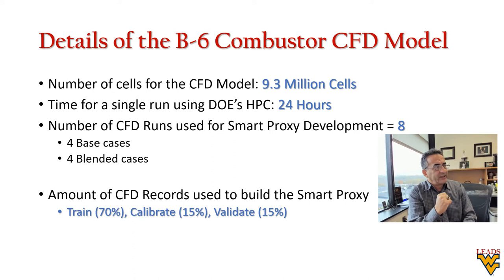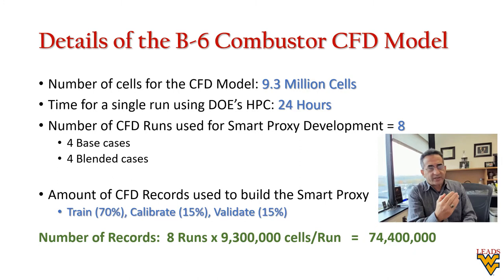And from these 8 runs, the records that we used were actually more than 74 million, as you can see here, because 8 runs times 9.3 million cells per run provides that. To develop it, we use 70% of that data for training, 15% for calibration, and 15% for validation. That is the development. And then what we call blind validation is the next step that I will explain. This shows the difference of this approach of AI and machine learning when you compare it with the application of AI and machine learning to non-engineering problems that you see in Google, in Facebook, in Netflix, and so forth.